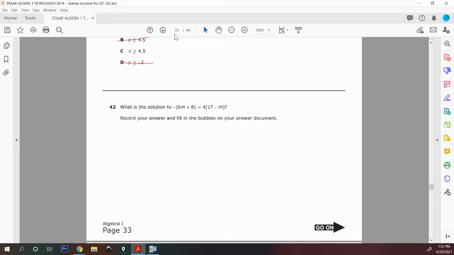All right, it says what is the solution to this problem? I'm going to put a little 1 right here, so there should be a number. We're going to distribute that -1. That gives me -6m plus, minus, because of the -1, 8 equals, and then we're going to distribute the 4. So it's going to be 68 minus 4m. I have two m's. I'm going to get rid of the smaller one, which is a -6, by adding to both sides.